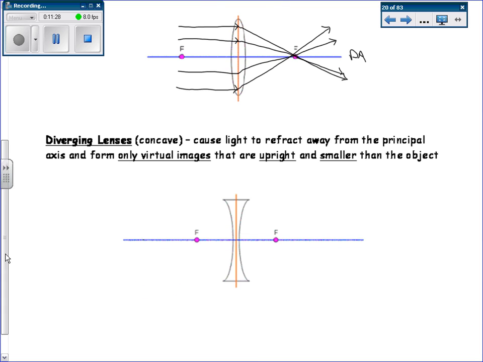So what happens here, and this is a bit more awkward to draw, if I have a parallel light ray coming in here, it diverges away as if it was coming from the focal point on this side here. So it's going to bend away like that. This one, it's like it's going through the focal point, will bend away like that. So what a diverging lens does is it spreads the light out. And what a converging lens does is it focuses the light to the focal point.